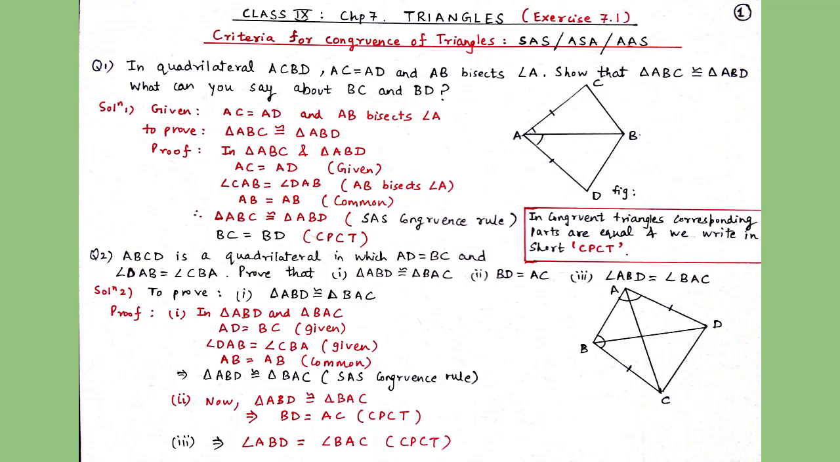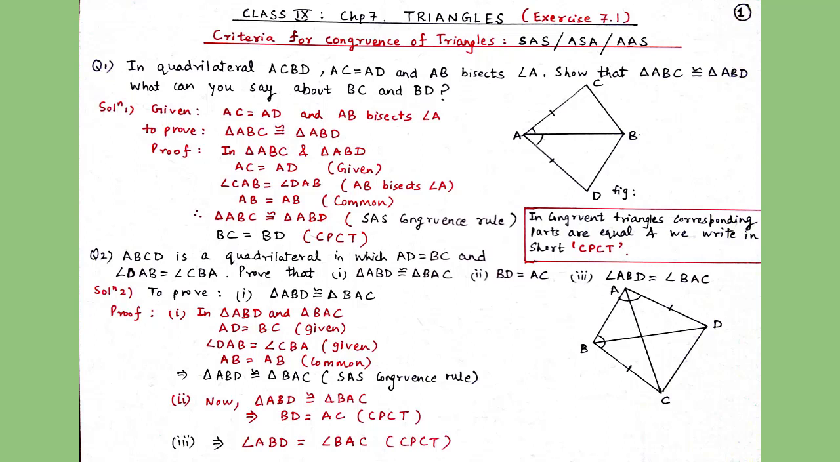So if triangle ABC is congruent to triangle ABD, we can say that BC is equal to BD by CPCT, which means, students, that if two triangles are congruent, then their corresponding parts are equal. So we can write it as CPCT, whose full form is corresponding parts of congruent triangles.